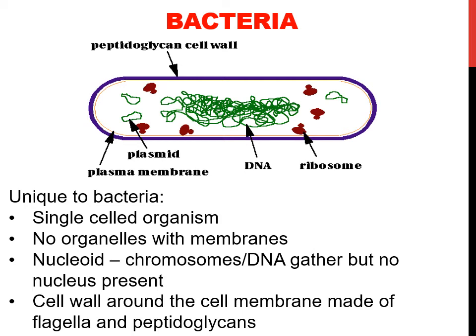Okay, so let's talk about bacteria in particular. Bacteria are single-celled organisms, right? They don't typically have organelles like Golgi apparatus and endoplasmic reticulum and all these organized areas like an animal cell does. They don't have a nucleus, but they have what's called a nucleoid, which is an area where chromosomes and DNA gather. Okay? They do have a cell membrane, and around the cell membrane is a cell wall.